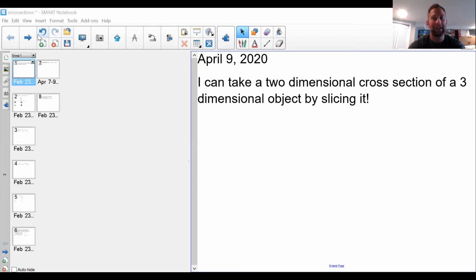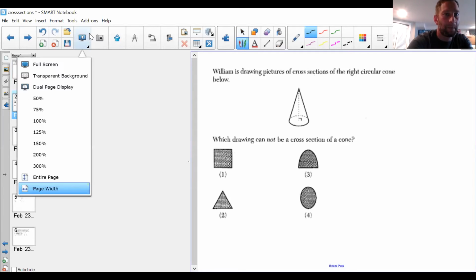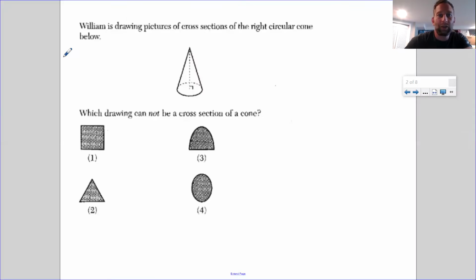So let's go back to the sheet here. So again, this is cross sections from the volume and three-dimensional objects packet. William is drawing pictures of cross sections of the right circular cone below, because that's what we all like to do in our free time, right? We like to just draw pictures of cross sections. Which cannot be the cross section of a cone?